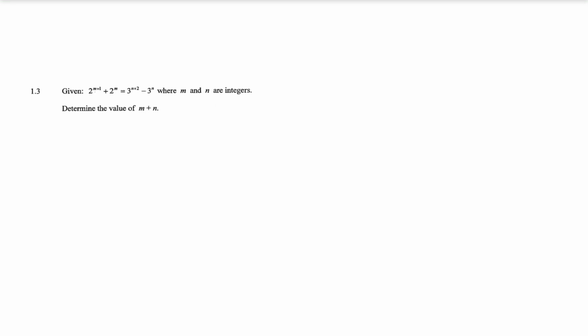Most of them end up tending to be similar. But here, we are determining the value of m plus n given this equation. How we are going to do that is that we have 2 to the power of m plus 1 plus 2 to the power of m is equal to 3 to the power of n plus 2 minus 3 to the power of n.